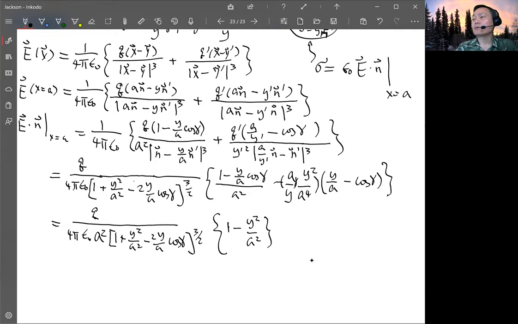Okay, so I guess this is correct. I mean, Jackson has another expression, just slightly changing the notation, so that's fine. Okay, so that is the E dot N. So it means sigma would be this one multiplied by epsilon zero. So you write sigma here, so you can cancel this epsilon zero.